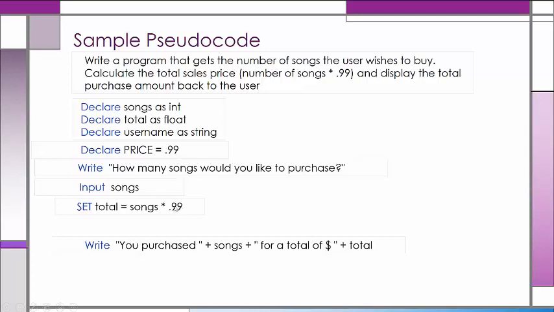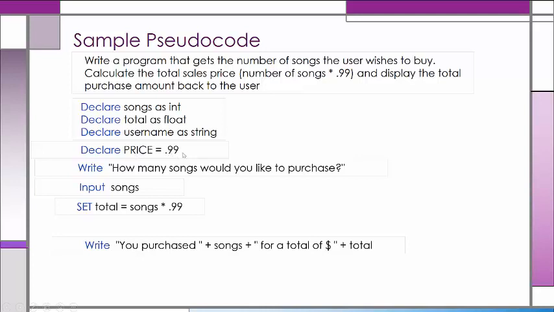Why don't you just put 99 cents here? Well, I'll show you in a second. Let me also add the fact that price, because it's a constant, because I'm never going to change this value throughout the course of this program, it's always going to be 99 cents. Price constants are always capitalized.